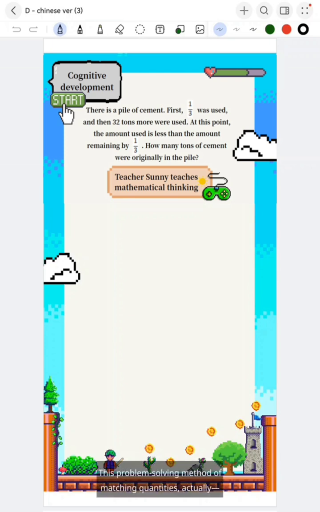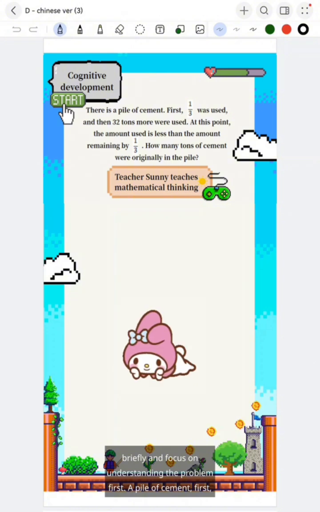This problem-solving method of matching quantities is related to solving equations. It can be used to solve equations. Can the method of quantity rate correspondence be effectively used to solve a system of two linear equations with two variables? Oh, there's no problem with a system of two linear equations. If there's a chance, Teacher Sunny will explain this in detail for everyone. But for today, let's just touch on it briefly and focus on understanding the problem first.